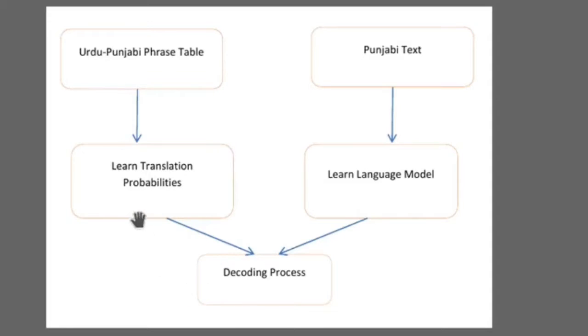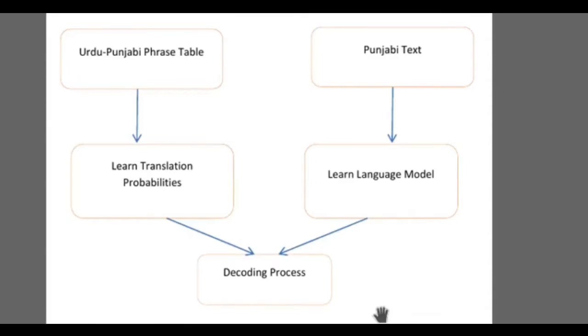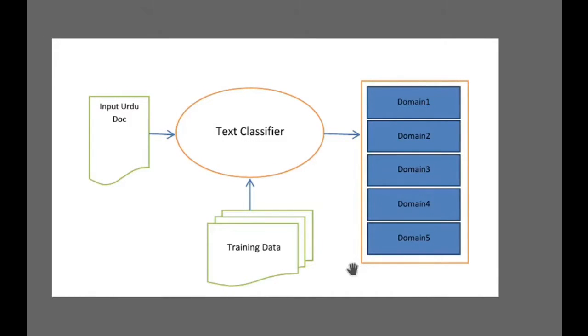So for the training, we have Urdu Punjabi parallel phrases which have been generated manually, and along with this we have a Punjabi monolingual text. We require both things to generate the final output. First of all, we need to train the system, and we have created two modules for the training part. One is to learn the language model and one is to learn the translation probabilities. And finally, we use the decoding process based on the Viterbi algorithm to generate the final output. Along with this, we are using various submodules as we have discussed earlier to support the final output.